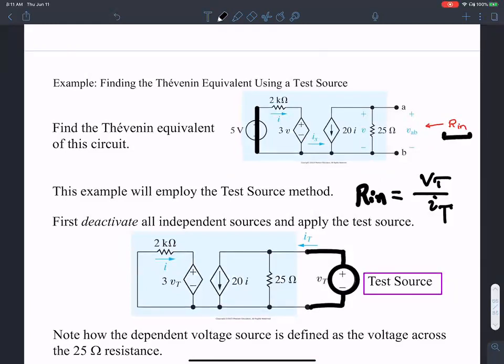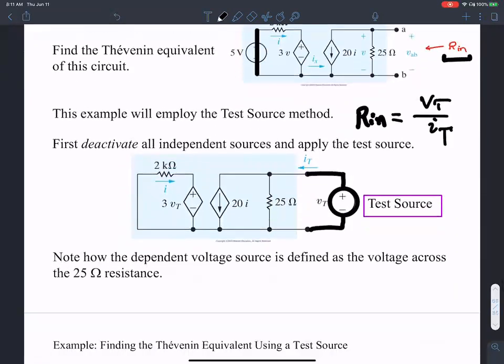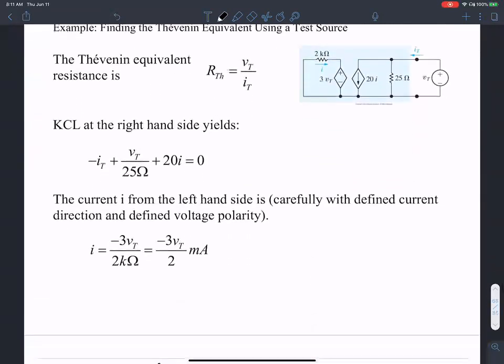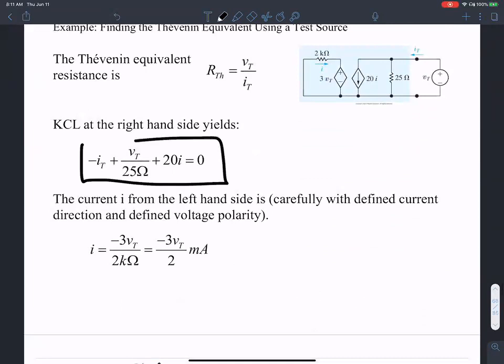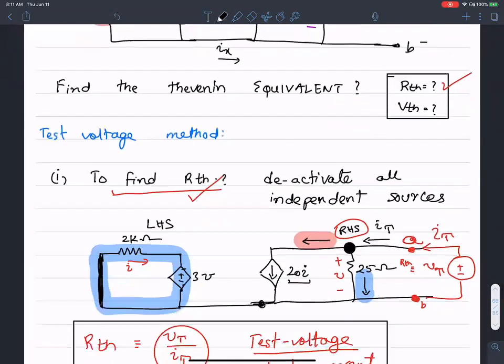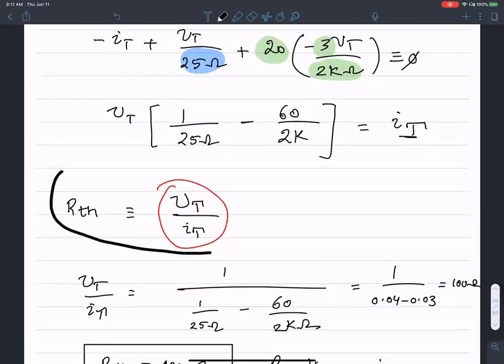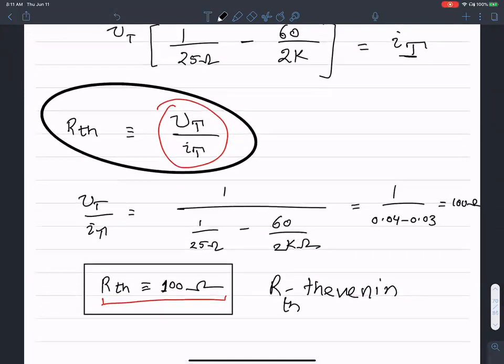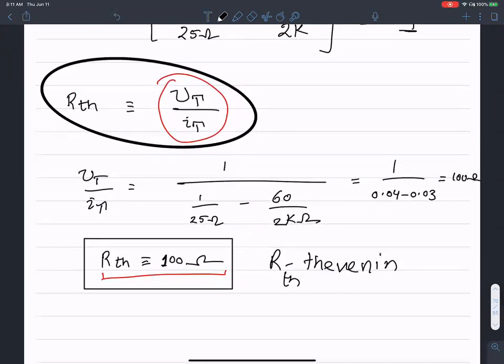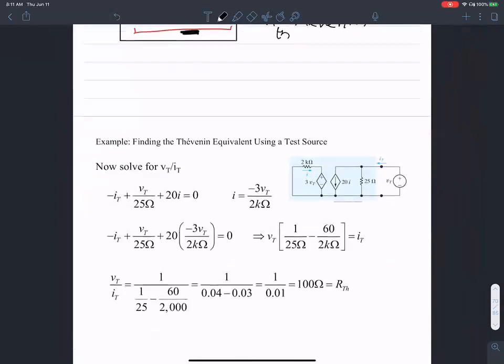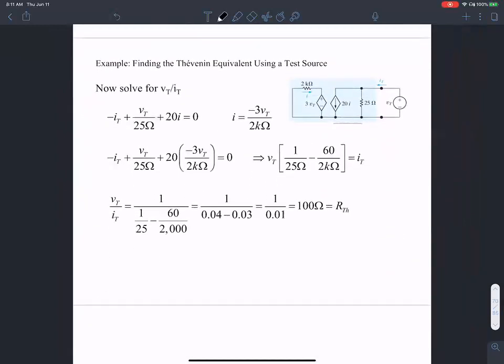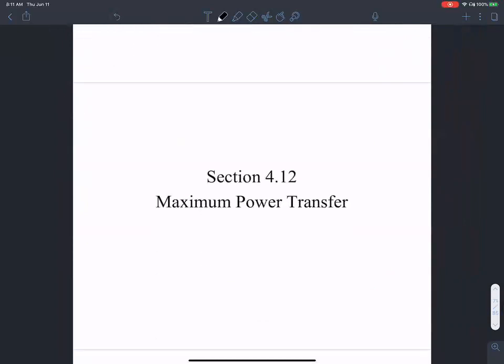Today's class will mostly be about examples. So when we do that, we get an expression for I test and V test. And then eventually, once we have that expression for V test over I test, in order to get R Thevenin, we divide V test by I test. So that gave us a value for R Thevenin to be 100 ohms. So that's the idea that we discussed in the last class. We look at some examples today.